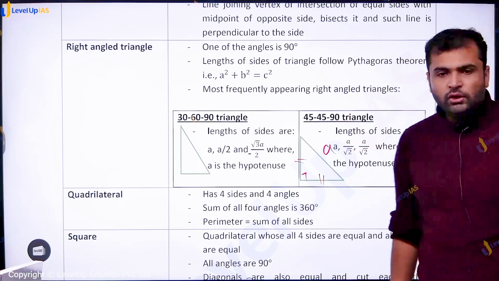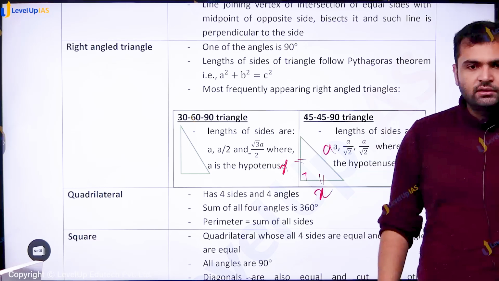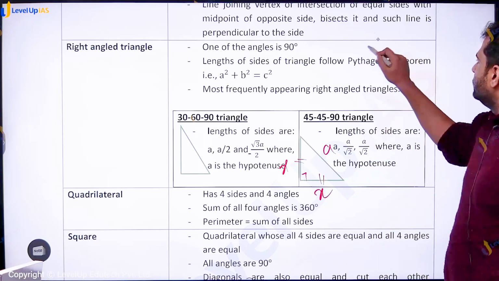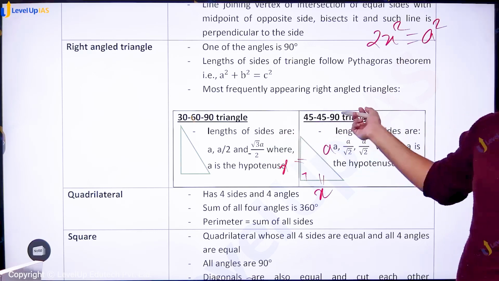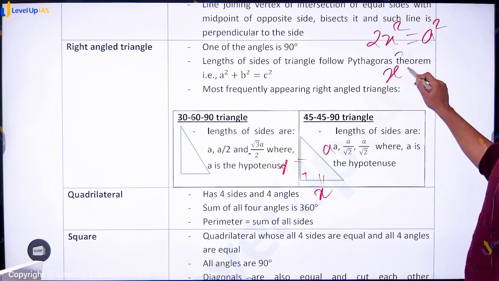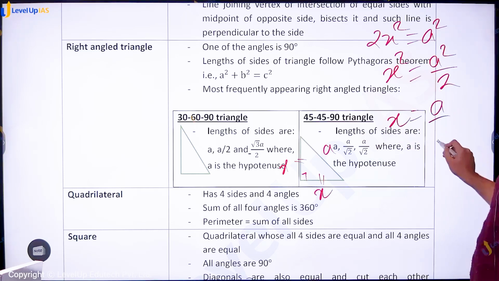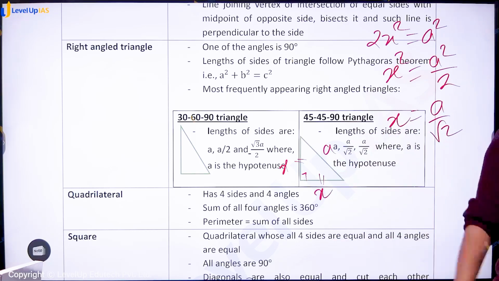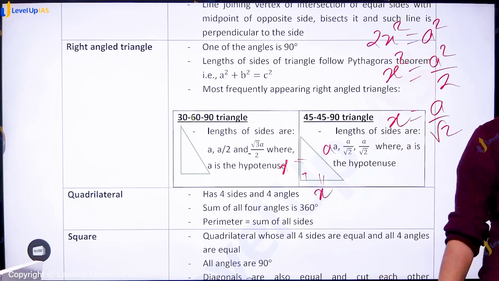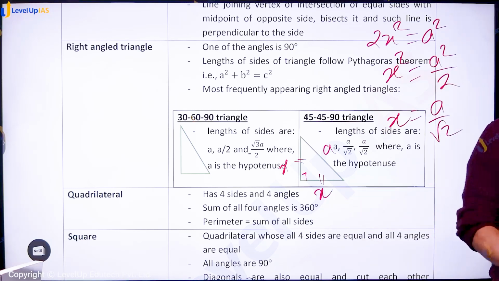You treat the hypotenuse as A, then if this side is x, then this is x. Then by Pythagoras theorem, x square plus x square is equal to a square. So 2x square is a square. x square is equal to a square by 2. x is equal to a by root 2. Again, I took only the positive root because these are lengths. So in a 45, 45, 90 triangle, you don't need to remember the sides. You can quickly calculate from Pythagoras theorem as well.